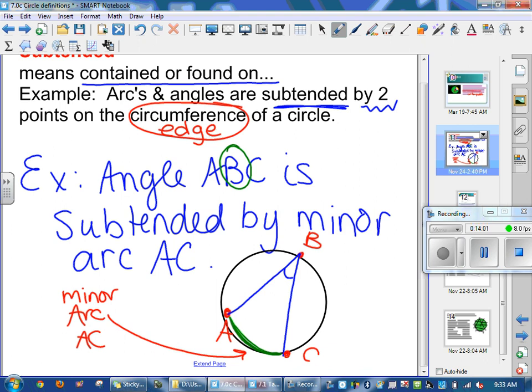Here we have an inscribed angle and it starts here. Okay? That's what that means. So it's just a descriptor word.